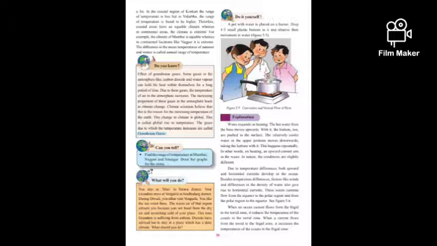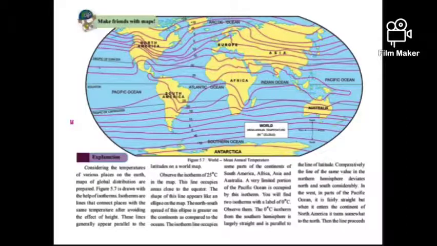You understood this part, children? Okay, now see figure 5.6. These are the ocean currents. These are the currents on the surface of the ocean.